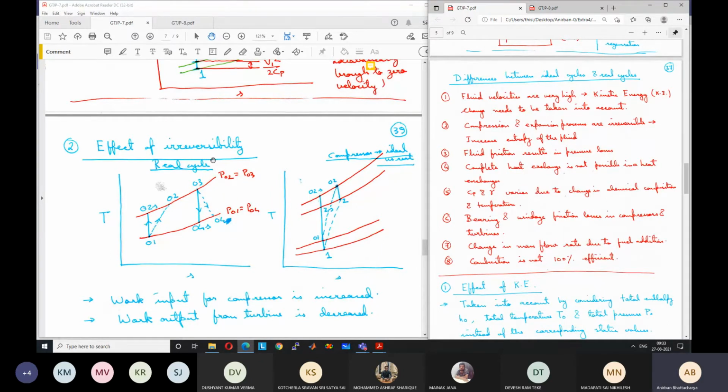So we have seen how the ideal cycle looks like. For a simple Brayton cycle, the ideal cycle in a TS diagram looks like this. We go from 0,1 to 0,2s, which is the isentropic compression. From 0,2s to 0,3 is the constant pressure heat addition. From 0,3 to 0,4s is the isentropic expansion in the turbine. And we close the cycle from 0,4s to 0,1 by using a constant pressure heat rejection.